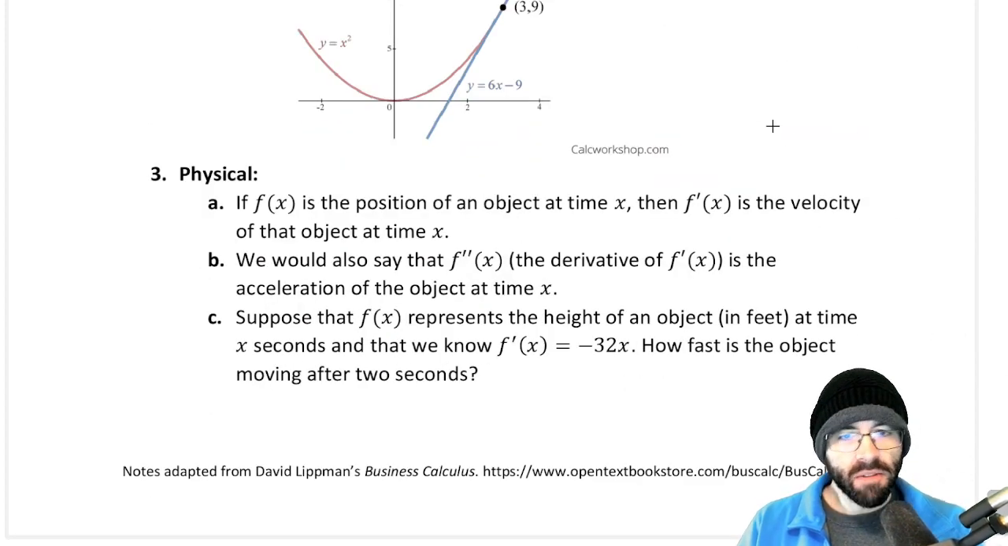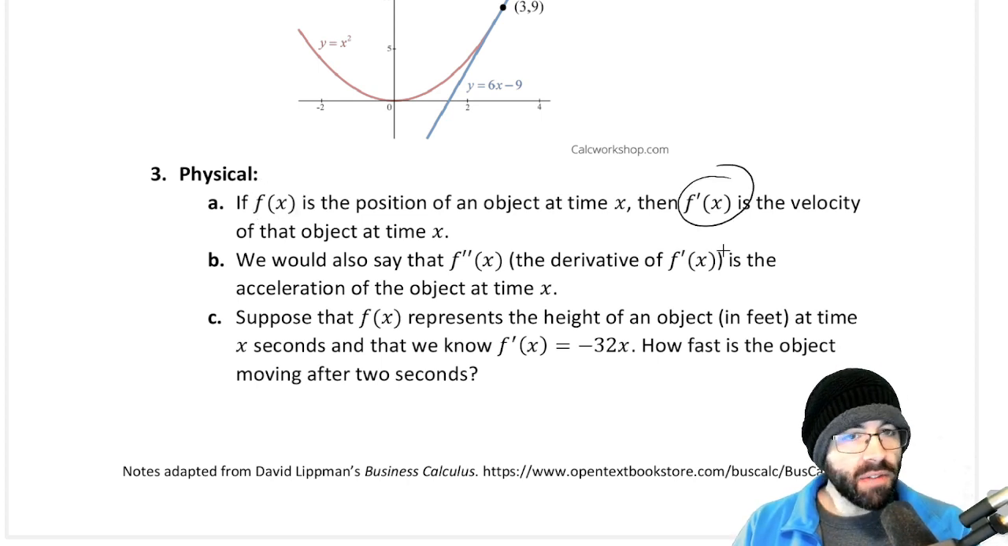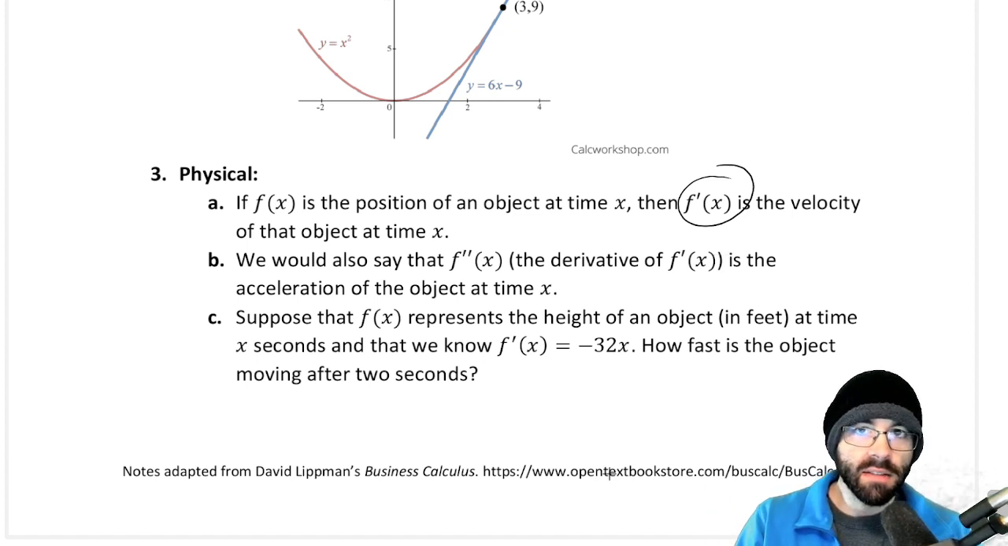We talked a little bit about the physical applications. We won't focus on this too much more in this class, but just to go over it quickly, if we have a position function, then its derivative is the velocity, right? Because how position is changing over time, that's speed, that's velocity.